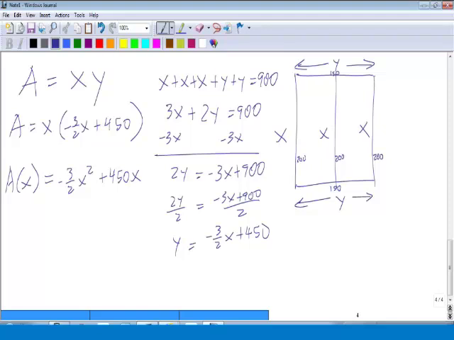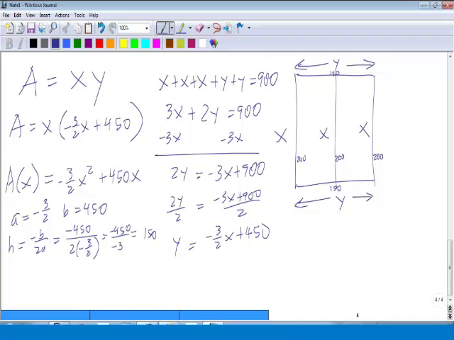So we just need the coordinates of the vertex. A equals negative 3 halves, b equals 450, c equals 0, although we don't need that right now. For the x coordinate of the vertex, we just need to find negative b over 2a. That's negative 450 over 2 times negative 3 halves. That's negative 450 over negative 3, which is 150. This is the optimal width, the width that maximizes the area.